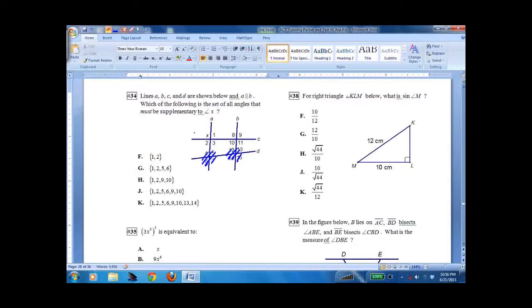Now, angle X looks like it's about 100 degrees. That means 3 is 100 degrees, 11 is 100 degrees, and 8 is 100 degrees. That means angle 1 is 80, 80, 80, and 80. So we're looking at angles 1, 2, 9, and 10, which is H.